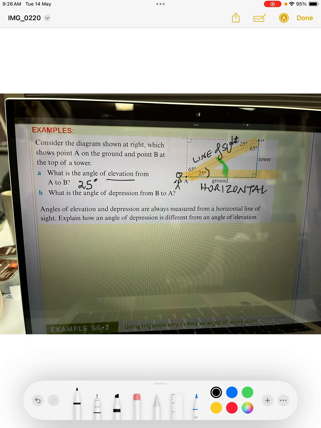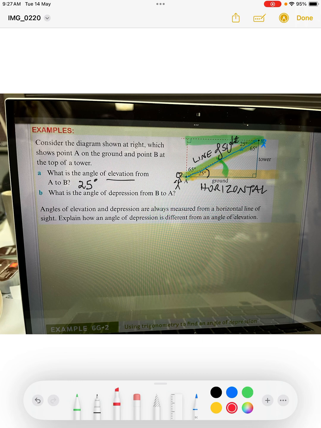Question B, what is the angle of depression from B to A? Well, let's have a look. We're going to put our position up here now. So now we're going to be standing up here at the top of the tower, and we're looking down. Our line of sight is still the same line of sight as before, but this time we've got a new horizontal. So let's put the horizontal here, and there is our line of sight.